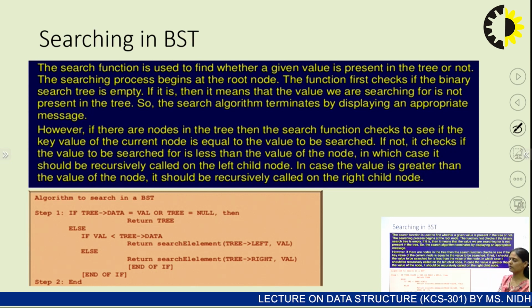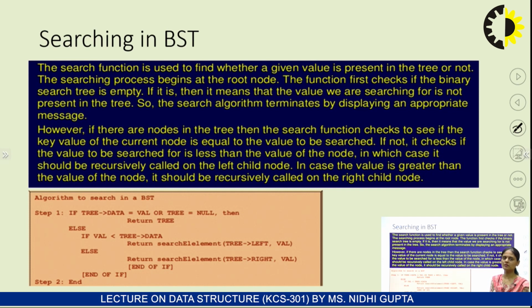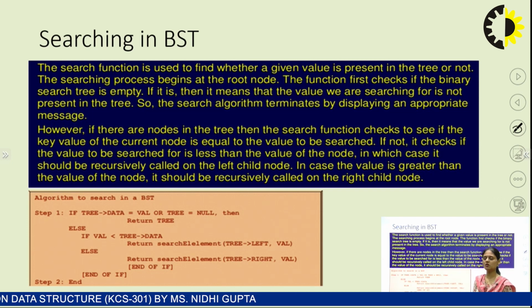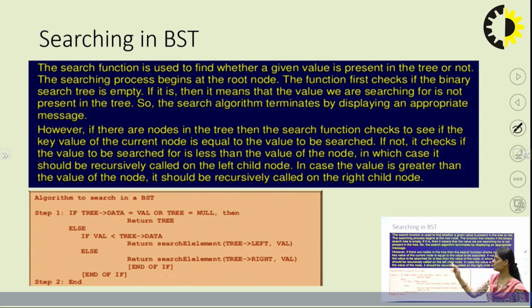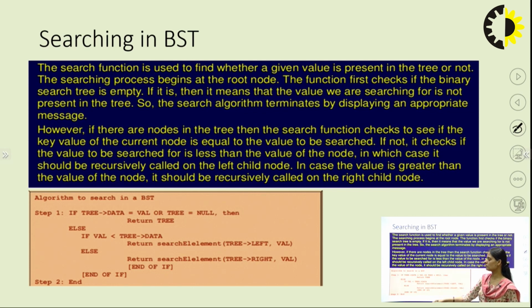So the algorithm over here is showing the concept of searching in a binary search tree. In step 1, we say if the tree data, here tree is the name of the pointer, the root pointer, initially the value of tree would be root and it is being taken by the user only. So it is a function.